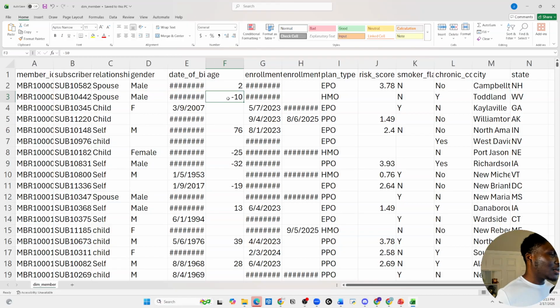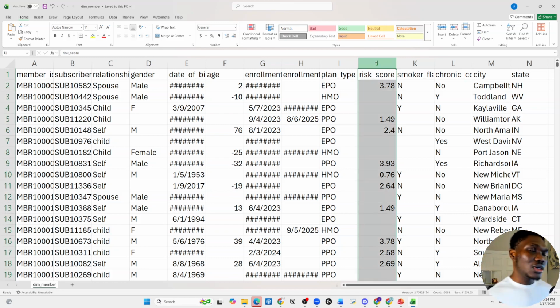This age is saying -10, which is not correct. Nobody has a negative age. So sometimes analysis is just about thinking. This is the enrollment start date, the day they start, this is the day the plan is ending, and this is the plan type. Are they on HMO, EPO? This is the risk score. This was probably already calculated somehow, as the JJL service already gives us the risk score.